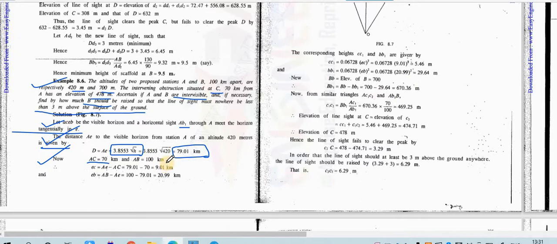And as you all know, it has been given in the question, AC, the distance between A and C, is 70 kilometer, and the distance AB is 100 kilometer. So with the help of that, we can easily calculate the distance EC. EC distance can be calculated, EB distance can be calculated. So if you want to calculate this EC distance, we have the total distance from here to here, we can minus this.